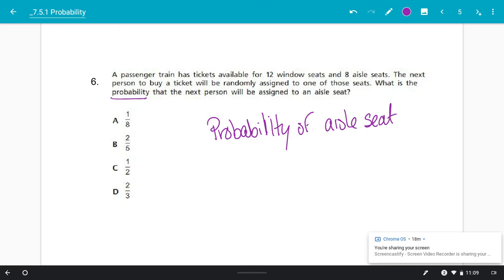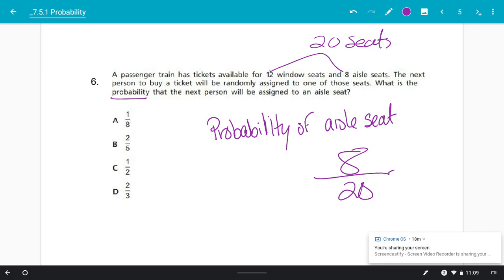So how many times could this occur? Well, there are 8 aisle seats out of the total number of outcomes. So I could have been assigned a window or an aisle seat. So the total number here being 20 seats. So I have 8 out of 20. Again, does not match any of my answer choices exactly, so I have to maybe simplify. So I have to look at what both 8 and 20 would be divisible by, and I can simplify here by dividing both of these by 4. 8 divided by 4 is going to give us 2, and 20 divided by 4 is going to give us 5 to get a probability of 2/5.